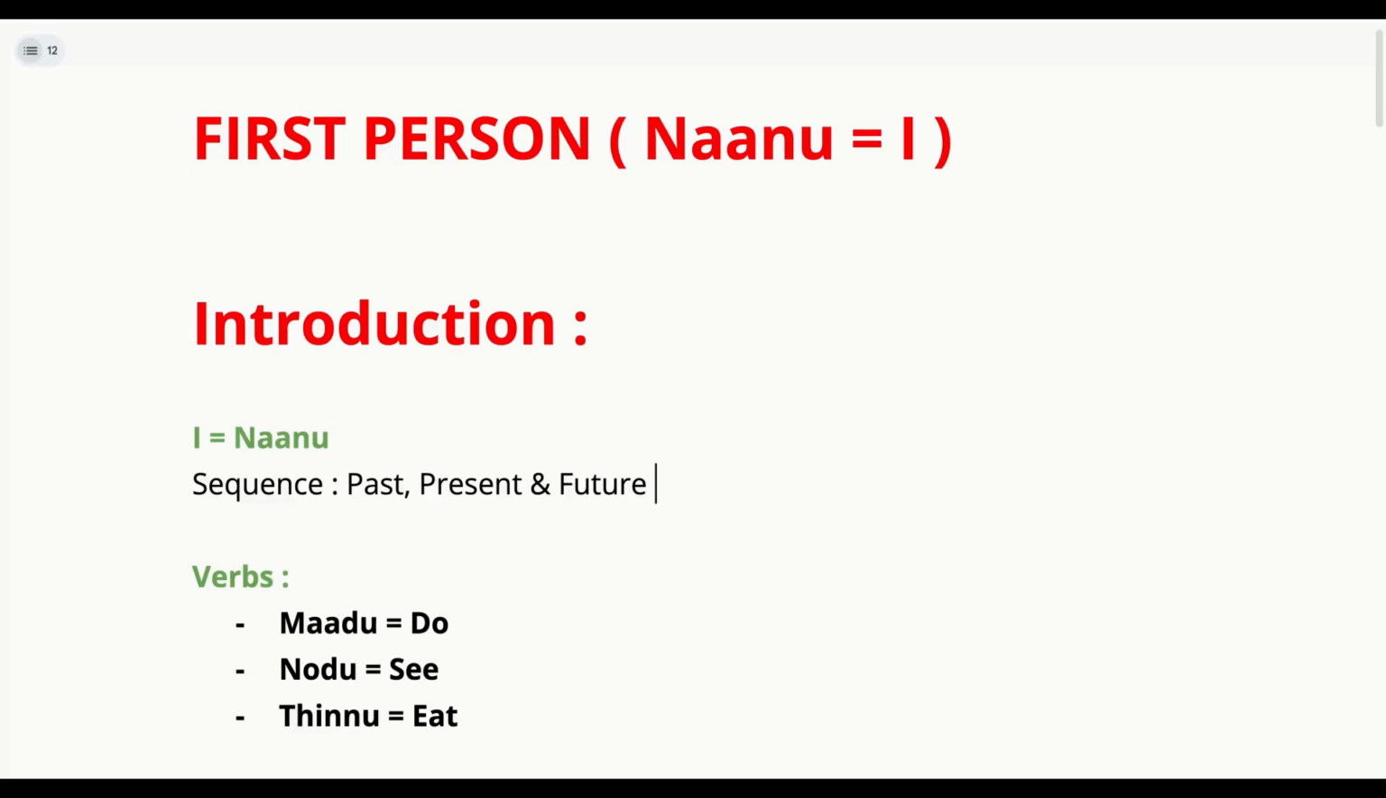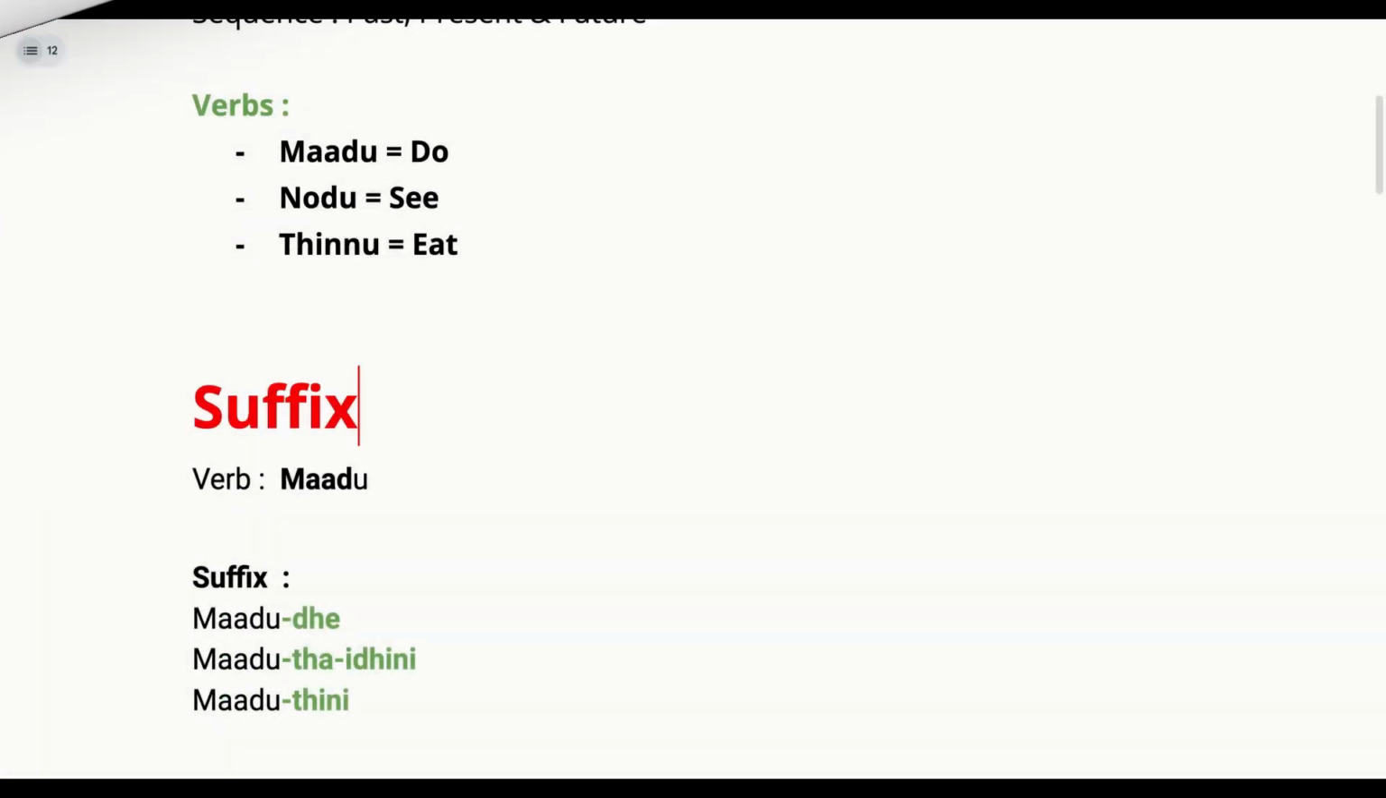Please remember these three verbs because we are going to take these verbs and see how they change based on the tenses. Now we know the verb changes based on the tenses. How it is going to change is the first part of the verb is going to remain as it is. All we are going to do is add a tail part, which we call a suffix.